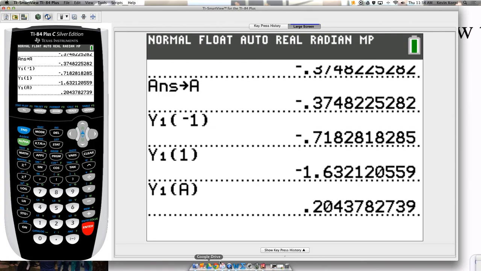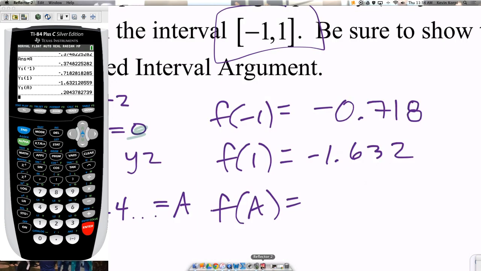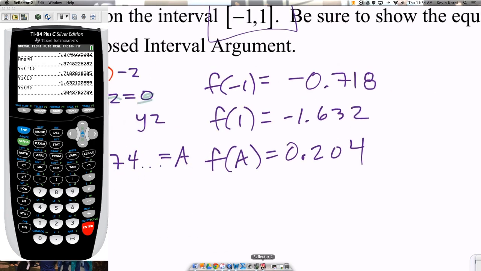Now you can just write that down, 0.204. And again, it's super important to write down at least 3 decimals. Because let's say you left off the 8 on the top one there, you lost a point. Okay? You got to report 3 decimals, rounded or truncated.